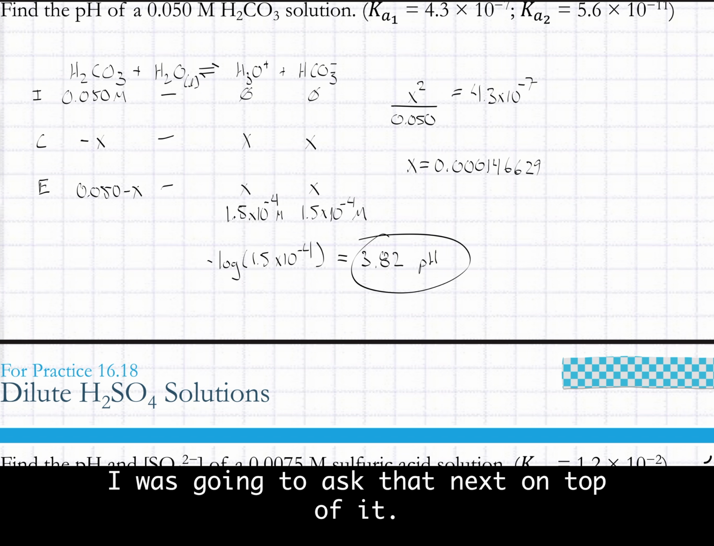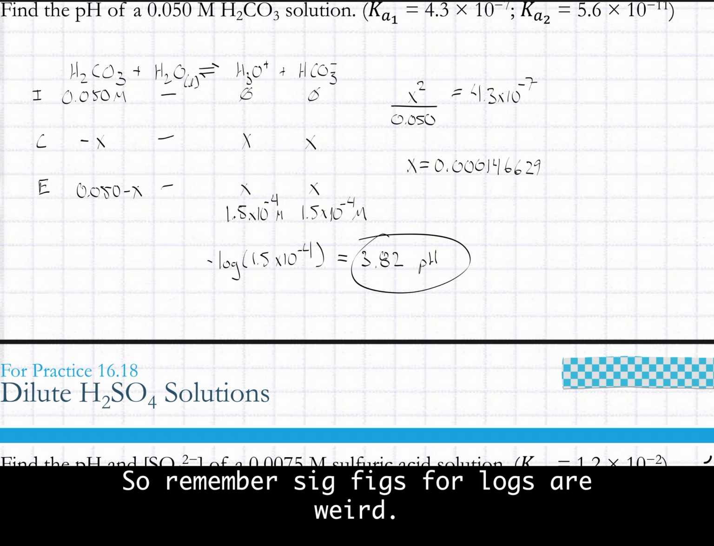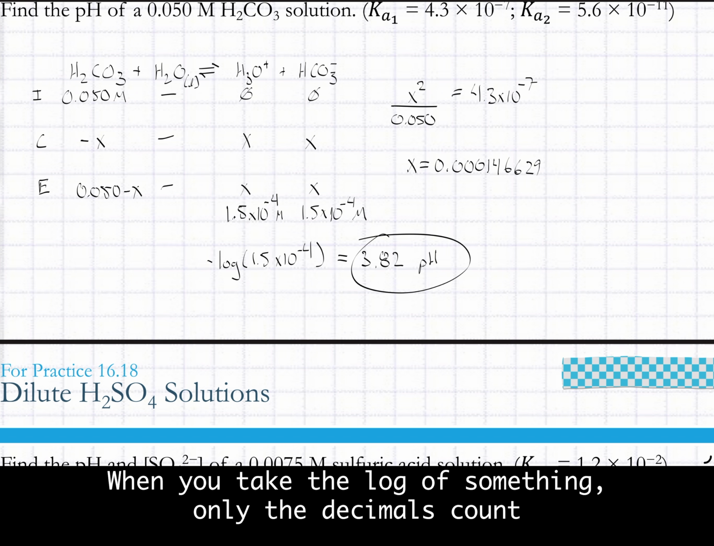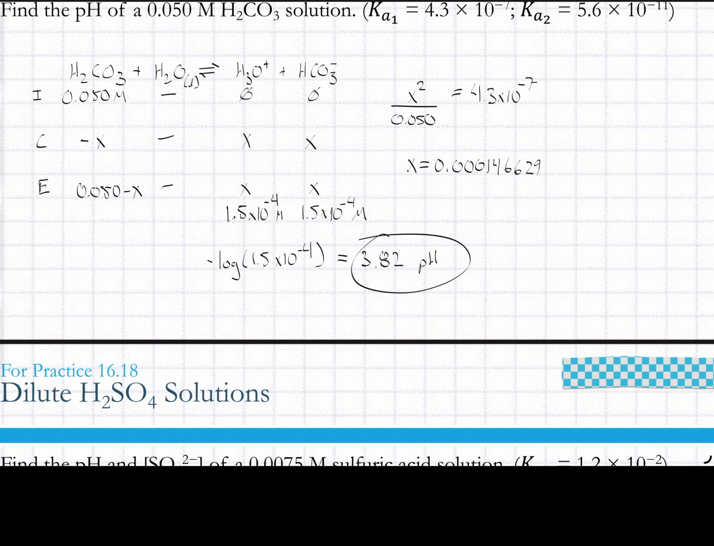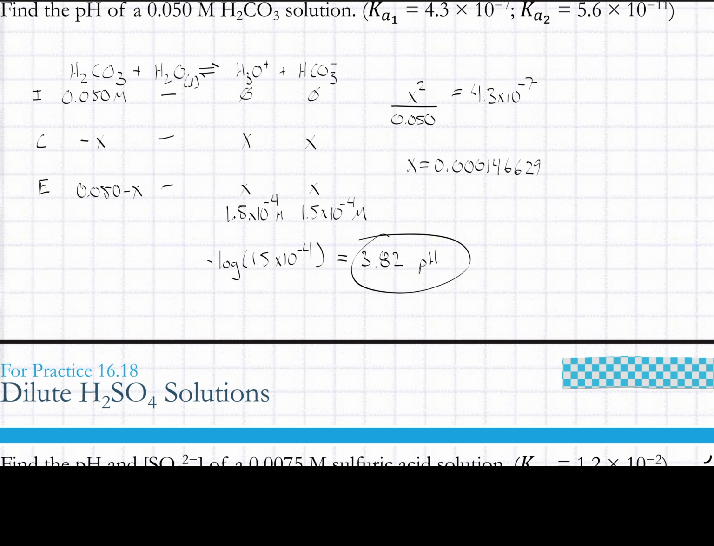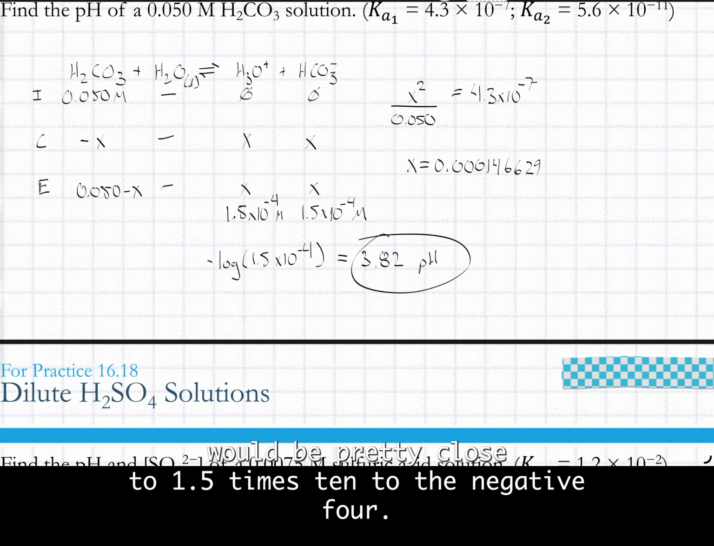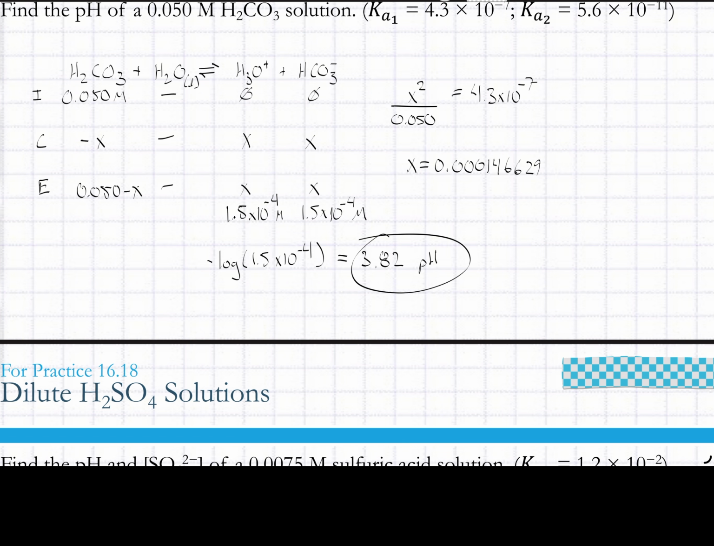I was going to ask that next. Because remember, sig figs for logs are weird. When you take the log of something, only the decimals count as sig figs. So to do 10 raised to the negative 3.82, that number that I got from that would have 2 sig figs. It would be pretty close to 1.5 times 10 to the negative 4. But we rounded, so.